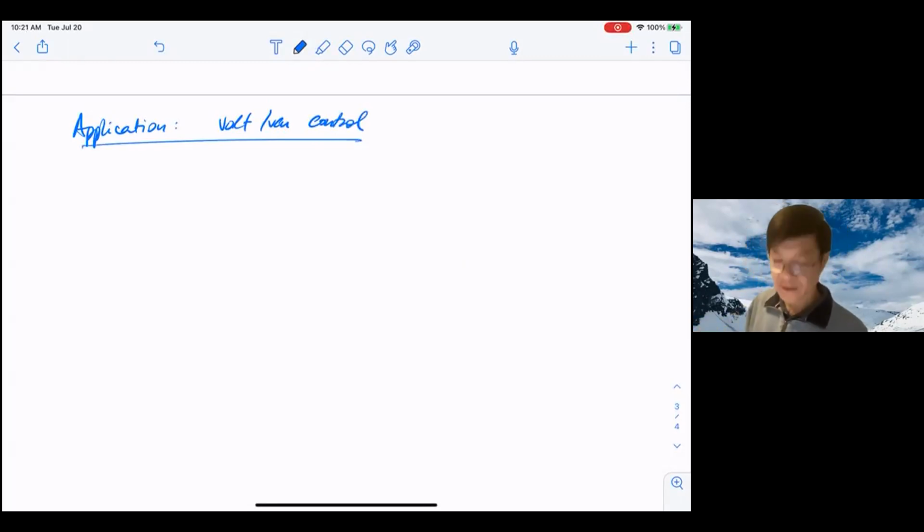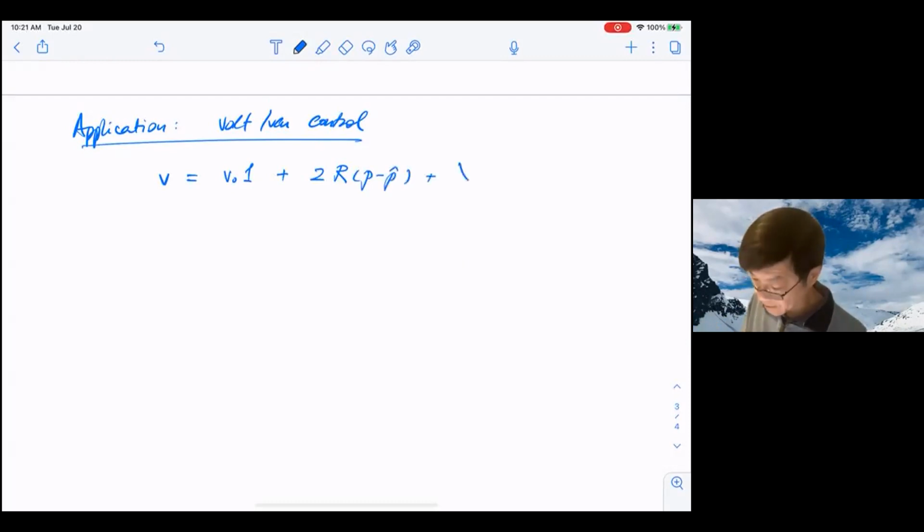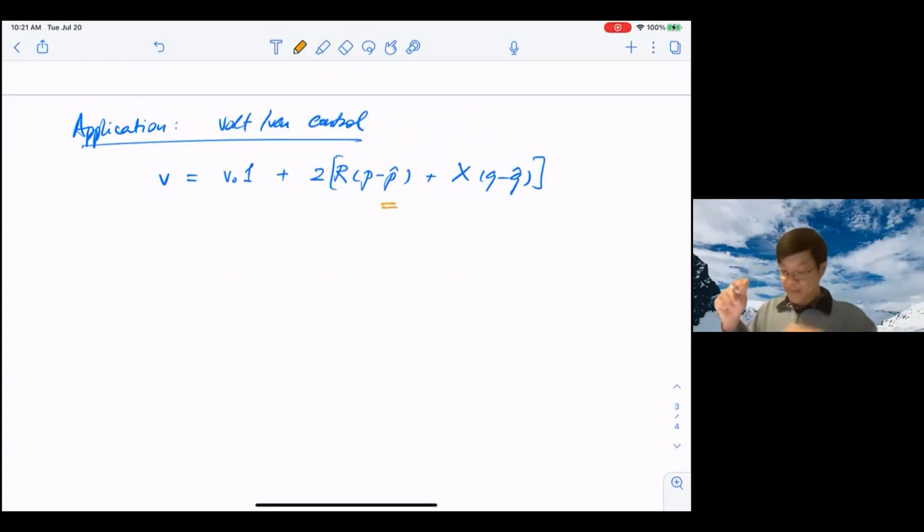So what we're going to use is the explicit solution V equals V_0 1 plus 2R times (P minus P hat) plus X times (Q minus Q hat). So let me explain what this is. P is the vector of real load power or power injection that's not controllable. It can be positive or negative, doesn't matter. But it's a real injection that is not controllable.